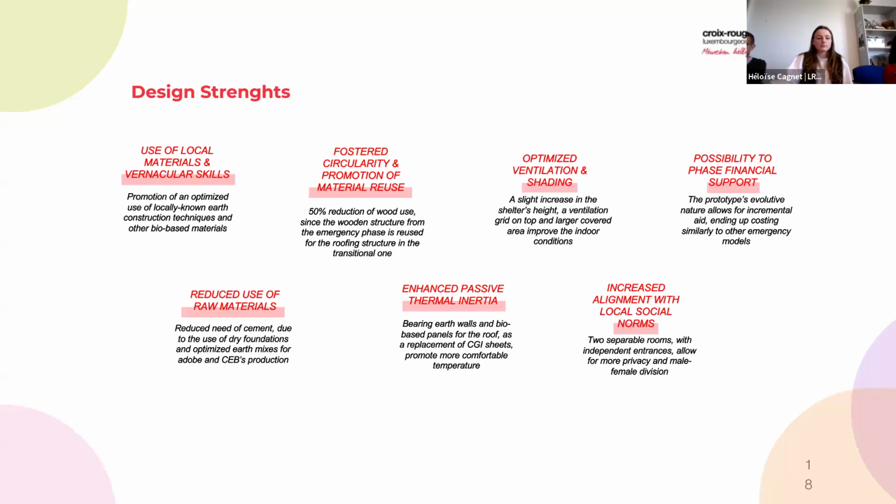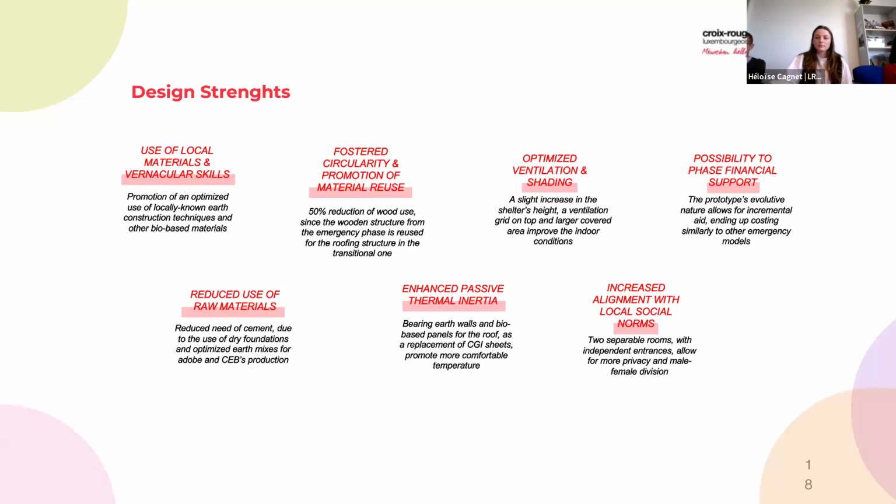For shading, we actually increased the covered area, so we made sure that the roofing surface overhangs the area of the shelter by 50 centimeters to protect, as well, the doors and the windows.